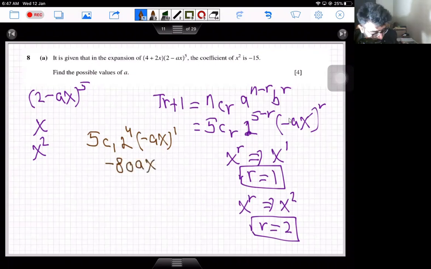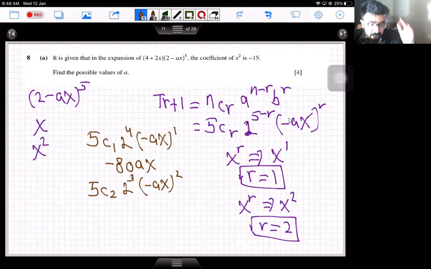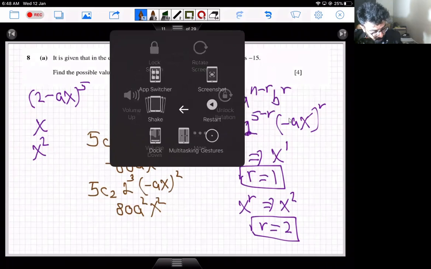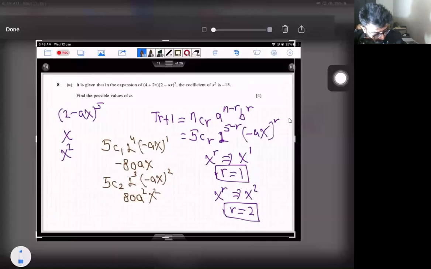And for the term in x square, we need to put r equals 2. So 5C2 multiplied by 2 raised to the power 5 minus 2, which is 2 raised to the power 3, multiplied by (minus ax) the whole thing squared. So 5C2 multiplied by 2 cube, this is 80, and 80 multiplied by (minus ax) the whole thing squared, which means 80a square x square. Okay. So now you know what to do next.